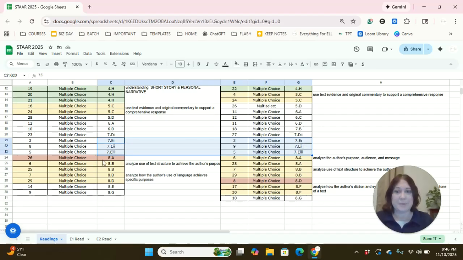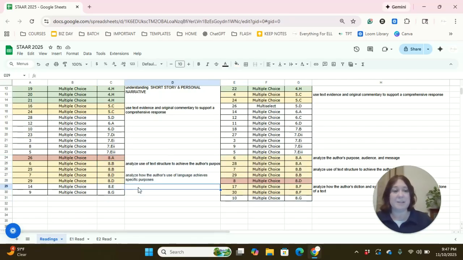When we go down to the TEKs that are generally associated with short stories, wow, look at this. So TEKs 8A all the way to 8G, assessed 7 times on the English 1 side and assessed 8 times on the English 2 side. So I feel like getting your students very comfortable answering TEKs like these is probably going to be a better strategy for you in the long run. All right, so let's look at 8A.